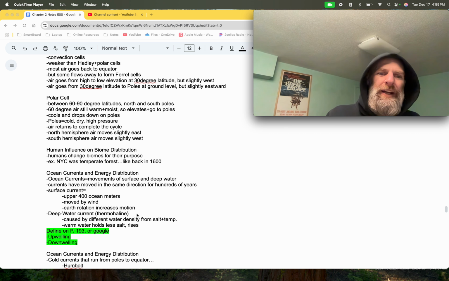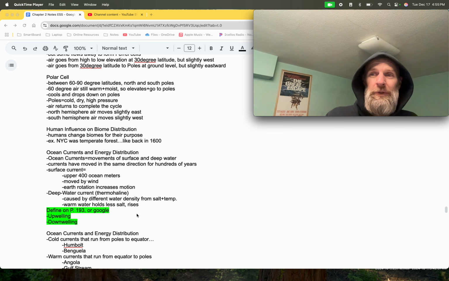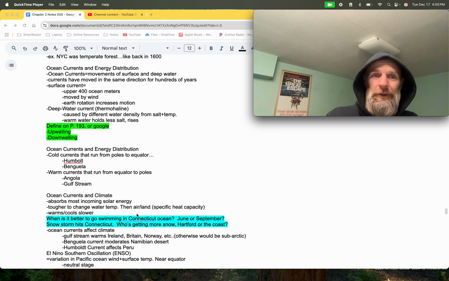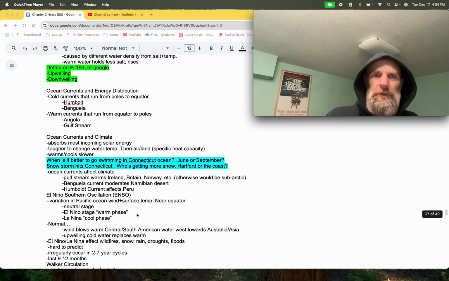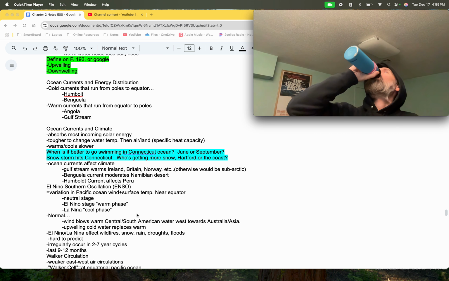So, define these for me, page 193, or Google, or use an AI. Use whatever you're going to do, but just give me some definitions. Upwelling and downwelling. You're going to use them pretty soon here. So you better own them. Let's put those right there, just in case anybody had doubt. Grab some water.